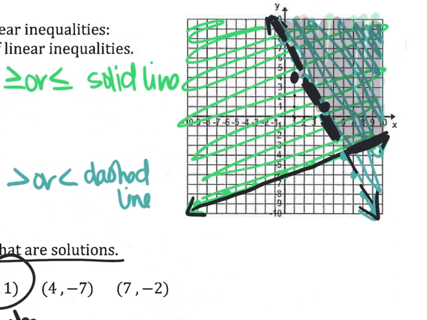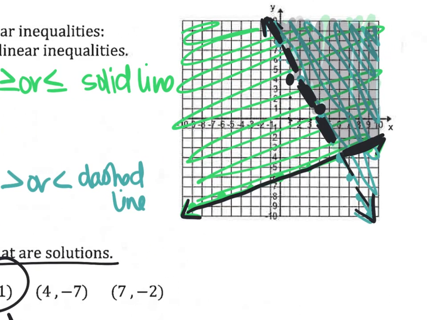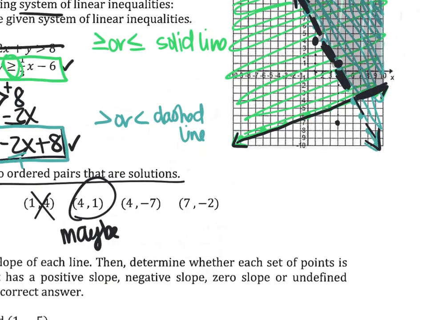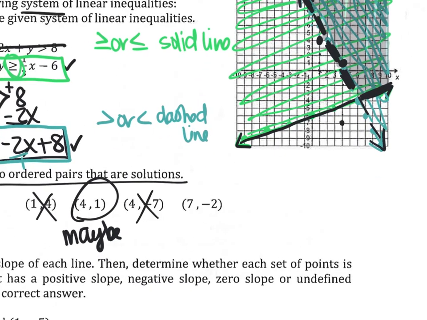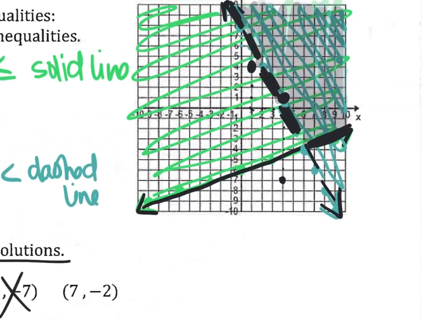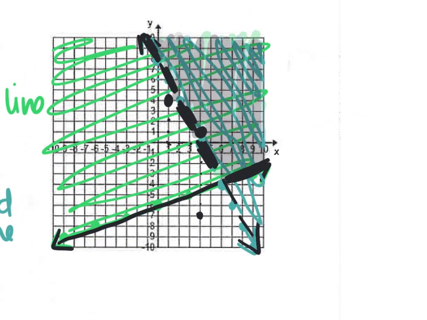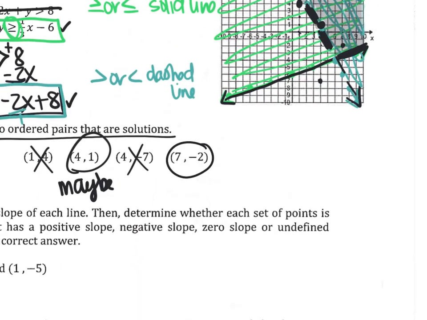Alright, 4, -7. 1, 2, 3, 4. And then 1, 2, 3, 4, 5, 6, 7. Okay, that one's obvious no. And then 7, -2. So 7's right here, -2's here. And that's a for sure yes.